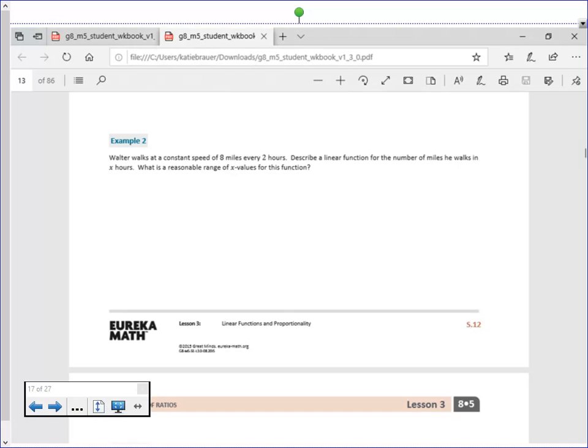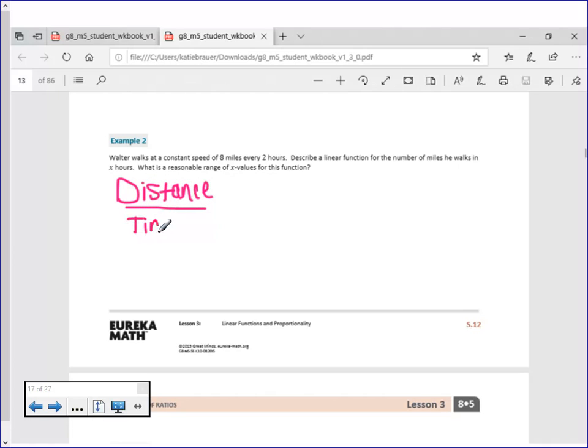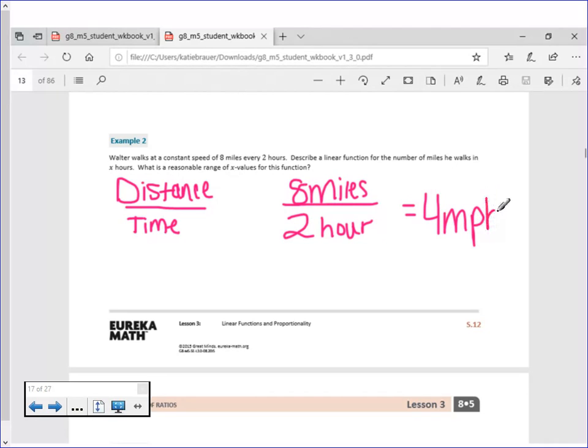Okay, example 2 says Walker walks 8 miles in 2 hours. What is his average speed? If you're talking about average speed, you're always wanting to do your distance over your time. That's going to tell you how fast you are going. So how far did he go? 8 miles. And how long did that take him? 2 hours. What is 8 divided by 2? Okay, and I know that it's going to be miles per hour because miles was on the top and hours was on the bottom. So this guy's going 4 miles an hour.